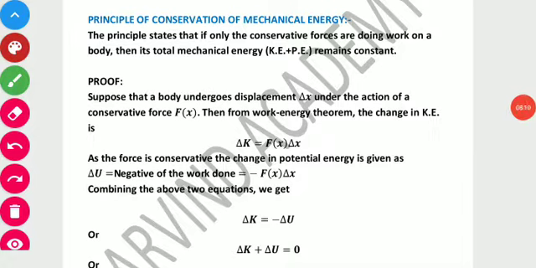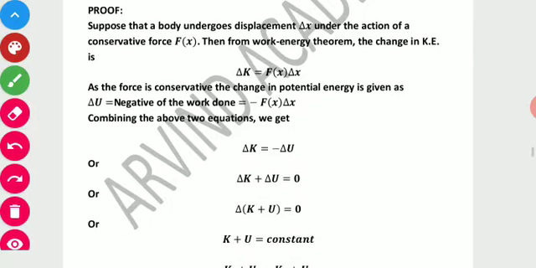Next we have the work energy theorem. This is also known as the principle of conservation of mechanical energy. The principle states that if only conservative forces are doing work on a body, then its total mechanical energy remains constant. So its total mechanical energy will be constant when conservative forces act on the body.